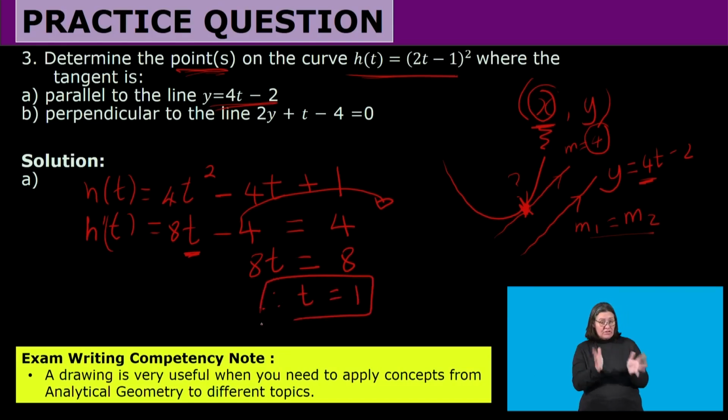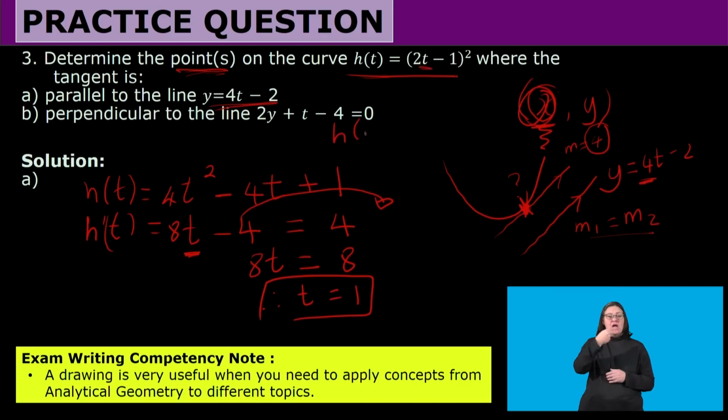Have I answered the question? No, because all I found is what we commonly know as the x value. So this is now the independent variable. So x is equal to 1. In this case, t is equal to 1. I still need to find the function value. How do I find the function value? I have to take this 1 and substitute it back into the expression for the function.